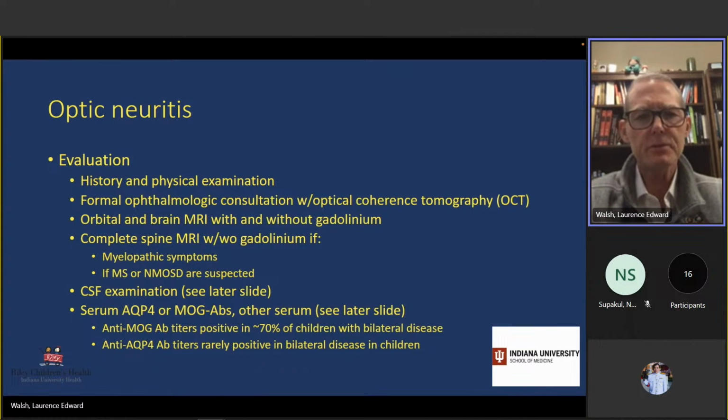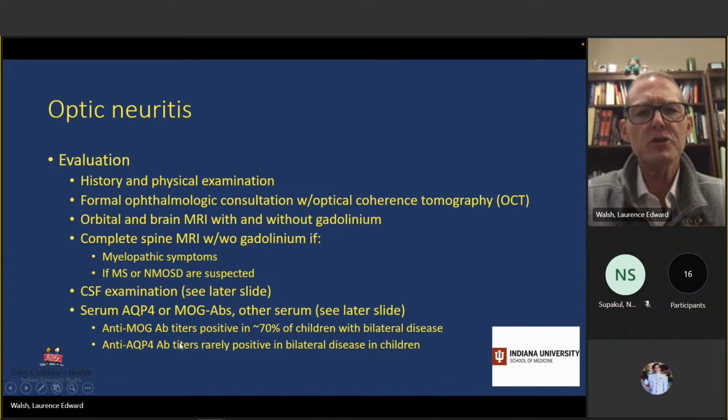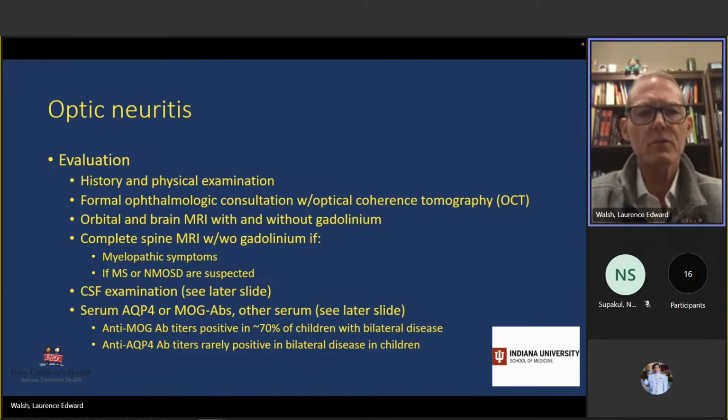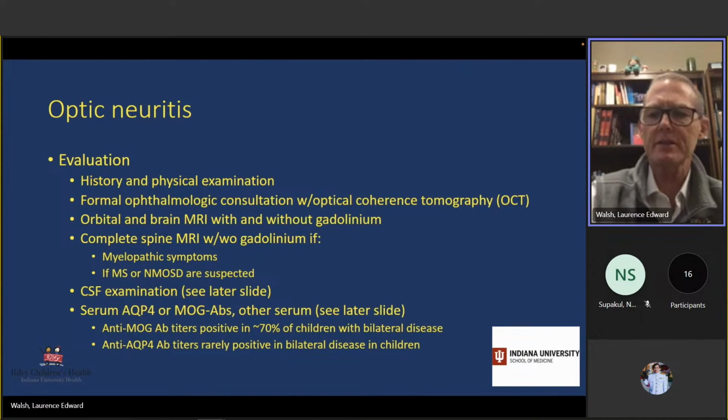CSF examinations, I'll talk about later; I kind of cluster those things on a later slide. And then serum: if I see this, I'm going to want our antibodies of choice today in the serum. In children with optic neuritis, anti-MOG antibodies can be positive in 70% of children with bilateral disease, again, as that one slide showed. But aquaporin-4 antibodies are actually rarely positive in bilateral disease, interestingly.